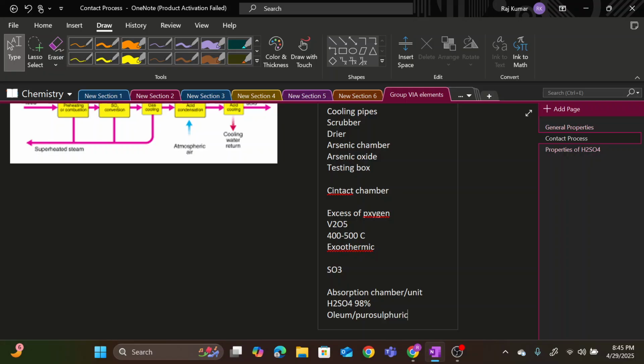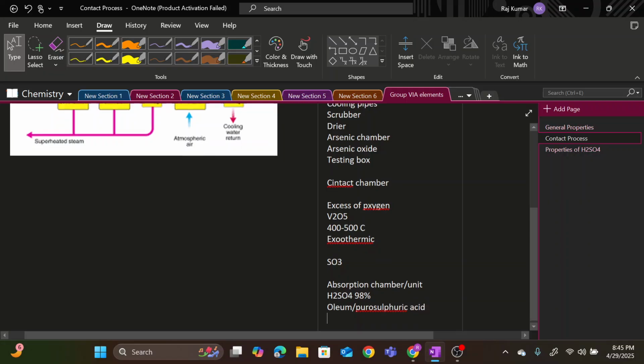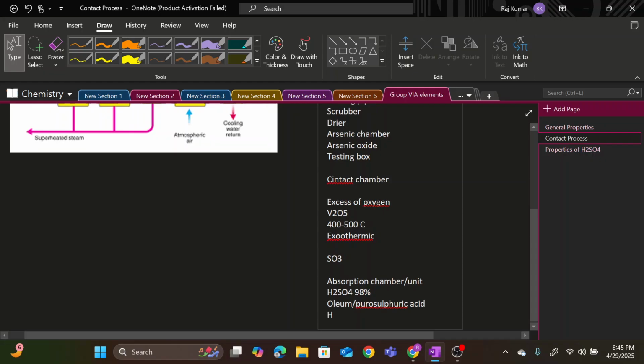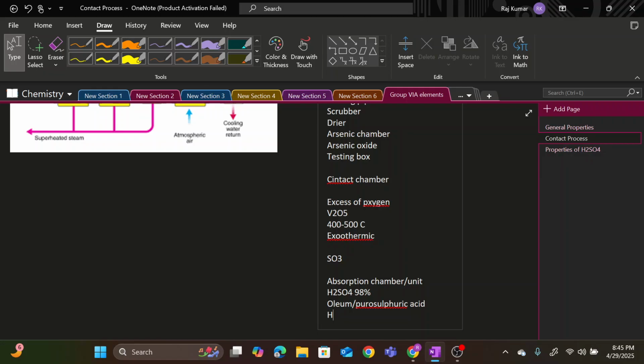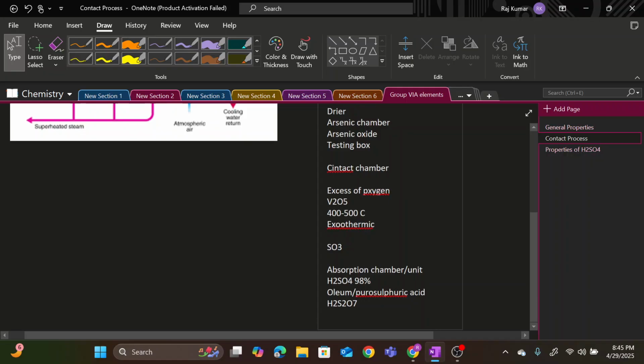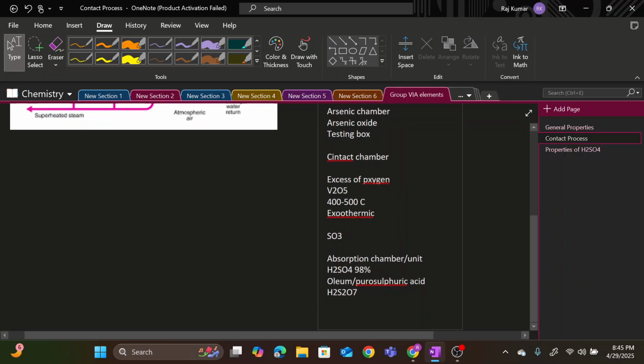Pyrosulfuric acid. Its formula is H2S2O7. This is the formula for oleum or pyrosulfuric acid. And then water can be added into the oleum in order to dilute it and create sulfuric acid of our own required concentration.